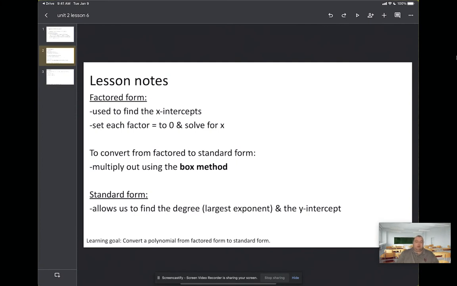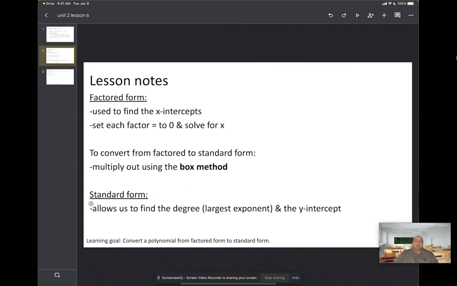And in this lesson, we're going to learn about something called standard form and how to convert a polynomial from factored form to standard form. So, factored form, we talked a little bit about in the previous lesson. We use factored form to find the x-intercepts, right? That was setting each factor equal to 0 and solving for x. To convert from factored to standard form, we're going to multiply out using the box method. And I'll explain to you what that means when we go through the examples. We use that to convert from factored to standard form.